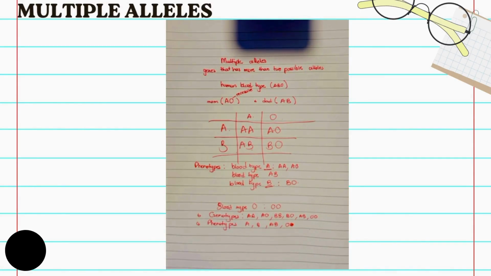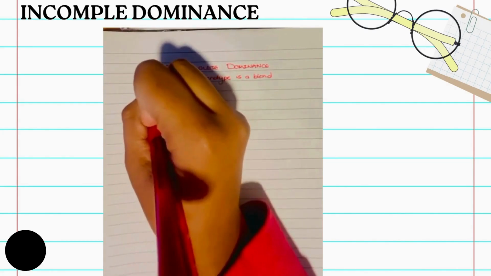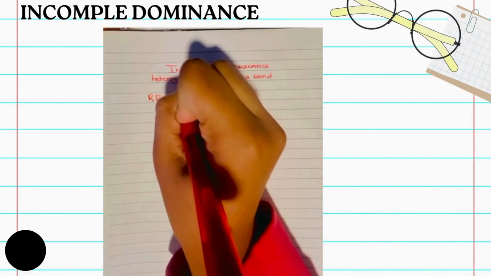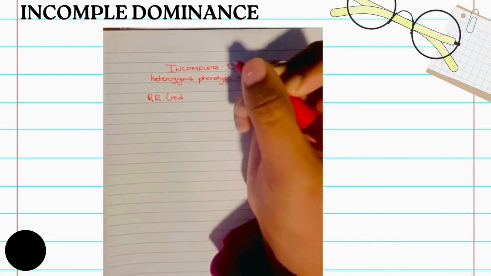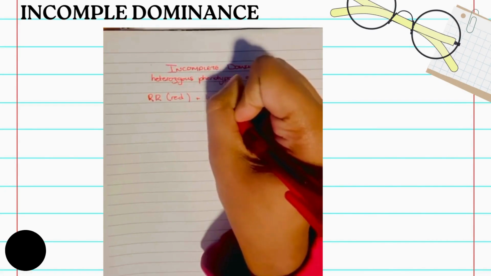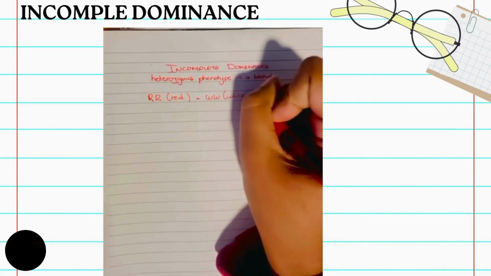We are also going to be looking at incomplete dominance. Incomplete dominance is when you have two traits that are both dominant and they end up just blending together. The example we're going to use here today is a red flower crossing with a white flower.